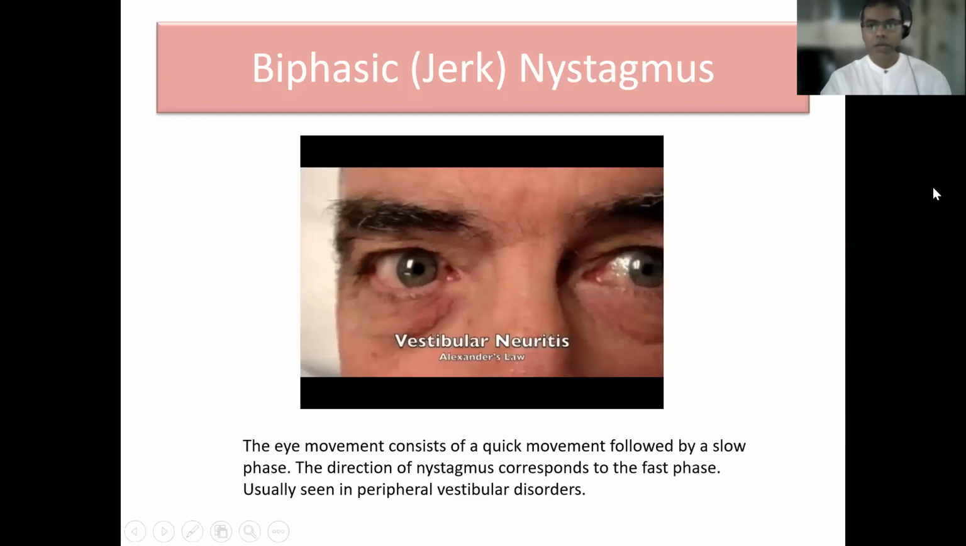Now, if the patient has a biphasic nystagmus, this suggests a peripheral vestibular disorder. What is a biphasic nystagmus? Biphasic means it has a fast component and a slow component. The eye beats quickly to one side and slowly moves back to its original position. So a horizontal biphasic nystagmus is usually associated with a peripheral vestibular disorder. And this is a video demonstrating that.